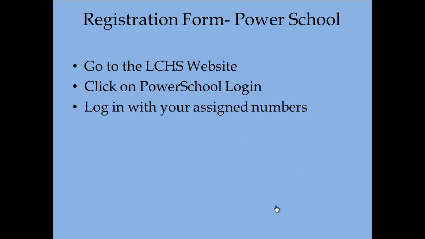So, to get to the registration form in PowerSchool, you're going to go to the Liberty Common High School website. You'll click on PowerSchool Login, and then you'll log in with your assigned numbers. Those numbers are listed on the bottom of the transcript that's been given to you. If you're not sure, if you've lost that transcript, you can come to the front office, send me an email, or send Mrs. Reeb an email, and we can get you those numbers.